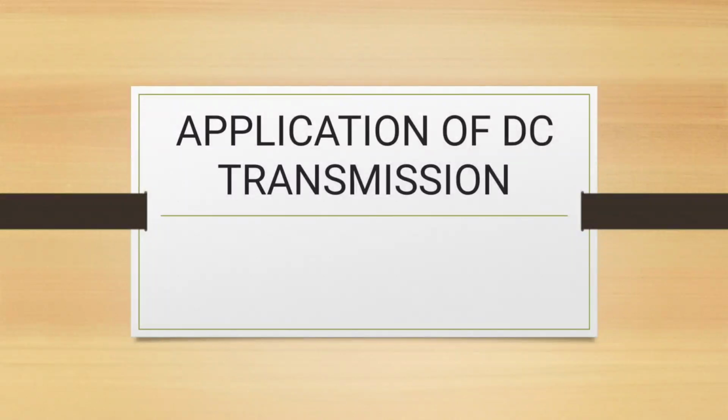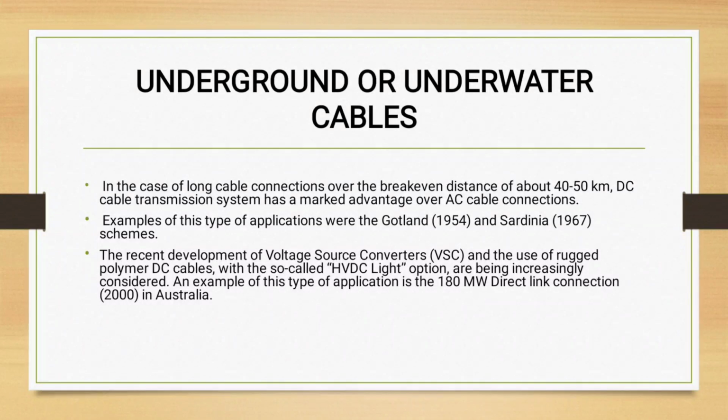Application of DC transmission. In the case of long cable connections over the break-even distance of about 40 to 50 km, a DC cable transmission system has an advantage over AC cable connections. Examples of this type of application were the Gotland and Sardinia schemes.